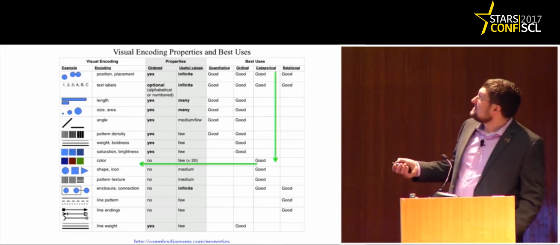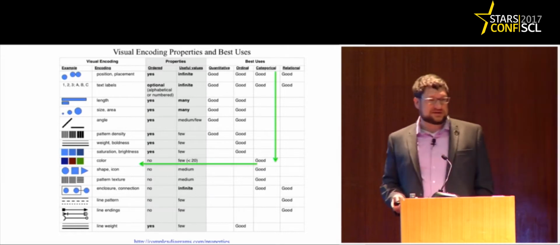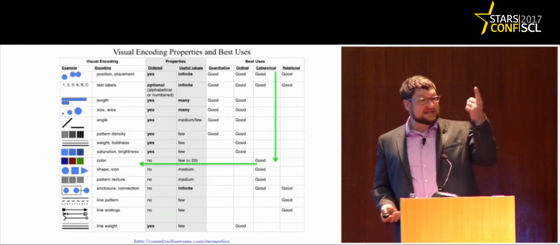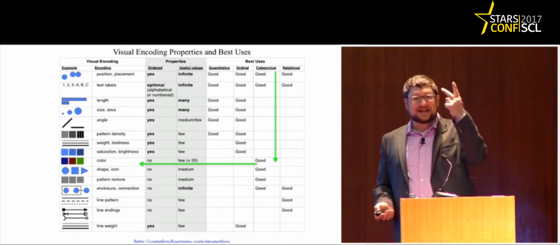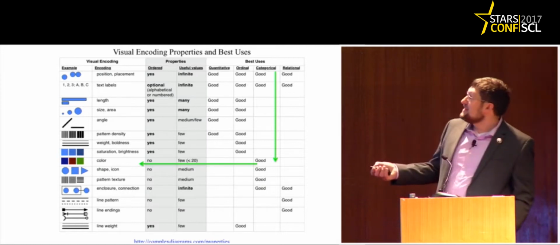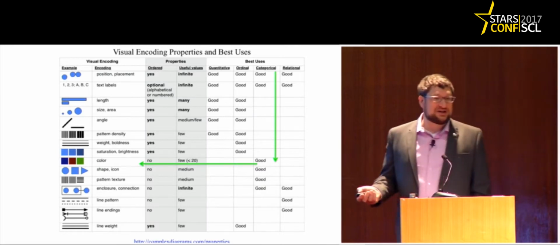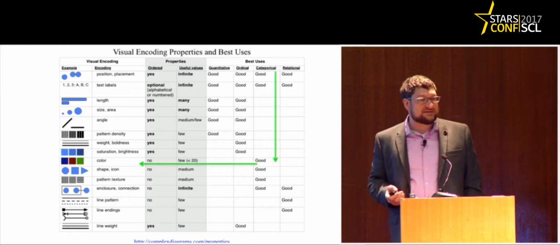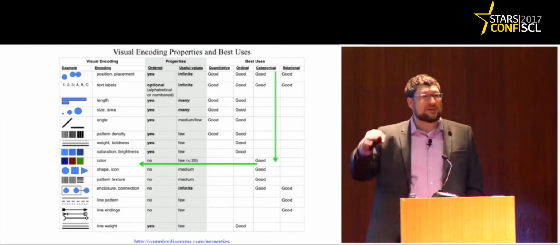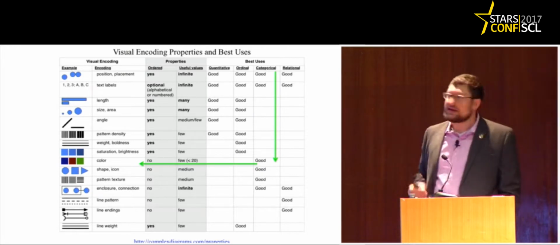Okay. This column here, how many useful values are there? What does useful mean here? Useful means I can see the differences and I can talk about the differences. If I have a huge display, I have an almost infinite number of different positions that I can perceive the differences in, right? One or two pixels difference, most of us can see that, even from the back of the room. So that's almost infinite. It just depends on how big your display is.